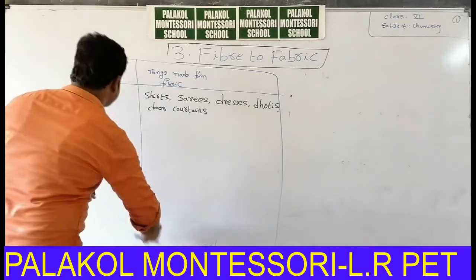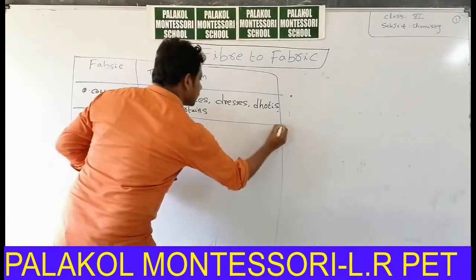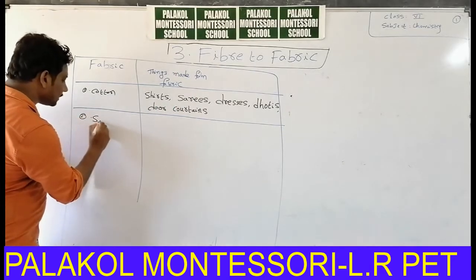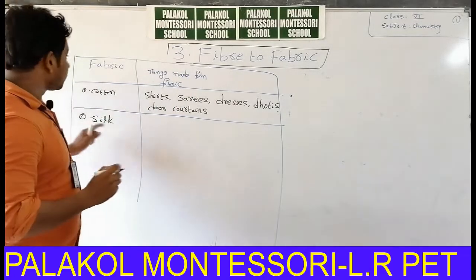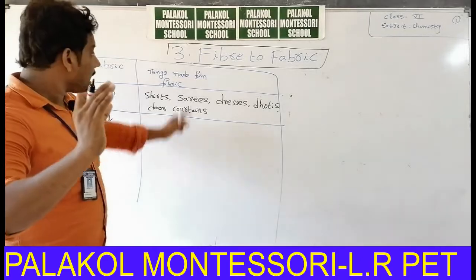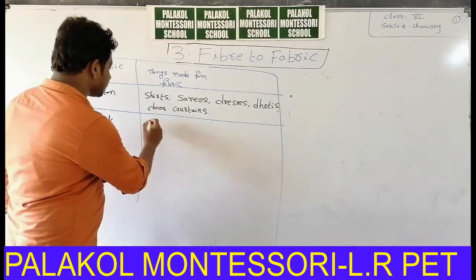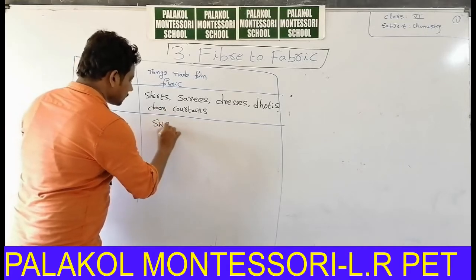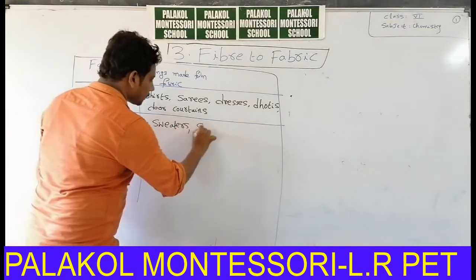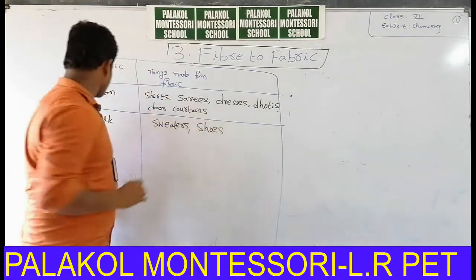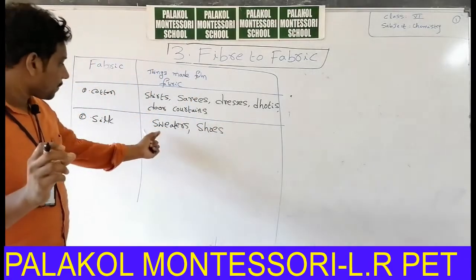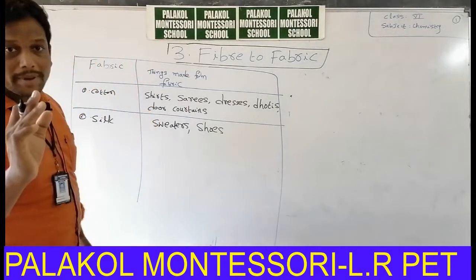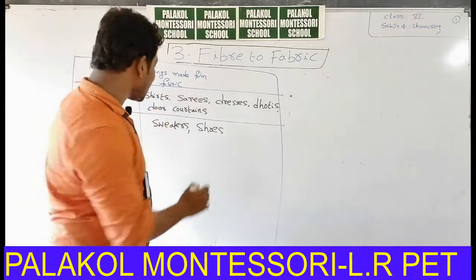Okay, next. Second one is silk. The things made from silk fabric are, first one, sweaters, shoes. From silk fabric we can prepare sweaters and shoes. We can also prepare silk shirts also there.